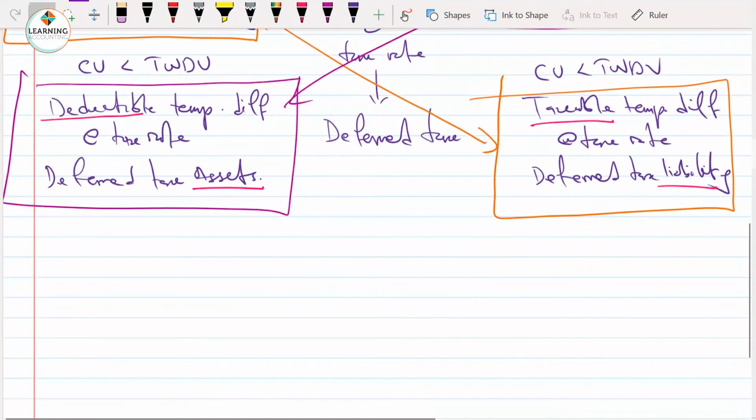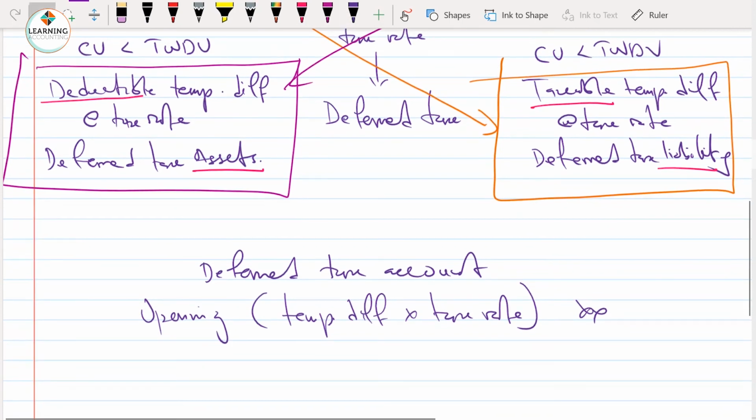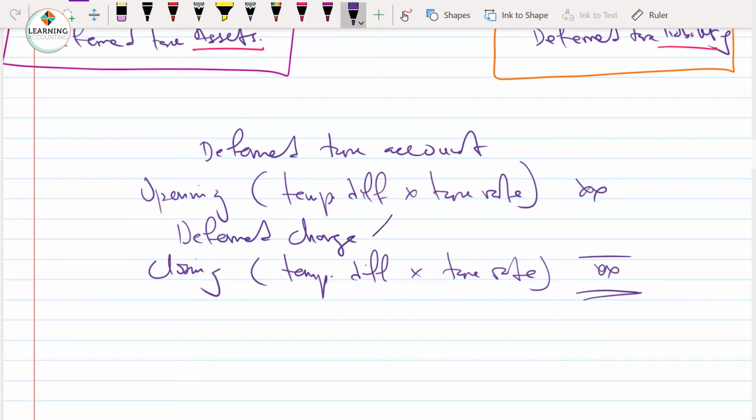Now the deferred tax account: we have the opening deferred tax, which we've already said is your temporary difference multiplied by your tax rate, and the closing, we've also said, is your temporary difference multiplied by your tax rate. And the difference, you get a deferred tax charge or credit. Now this is more like the balancing figure, and we will stop here today.